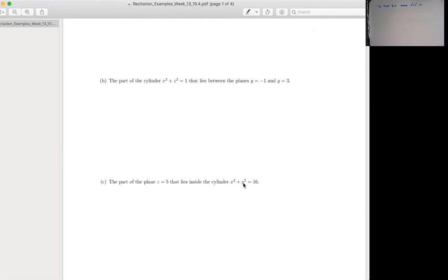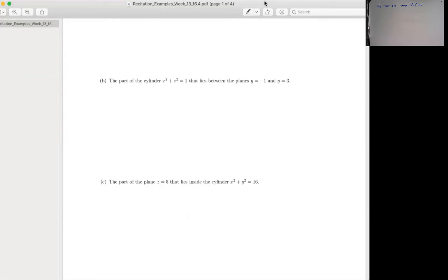Really what we're talking about here is a disk, right? Because x squared plus y squared equals 16. That's a cylinder centered at the origin with radius 4 extending upward parallel to the z-axis. So the intersection of that cylinder with the plane z equals 5 would be a circle centered at (0, 0, 5) and of radius 4. So I'll pause that and we'll go back to the whiteboard.